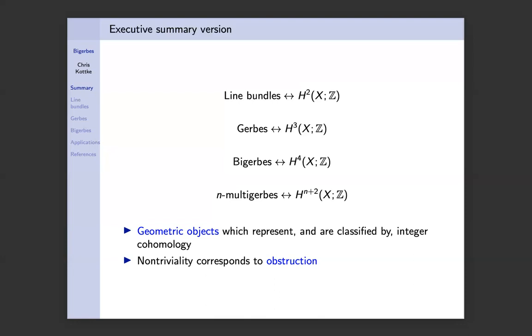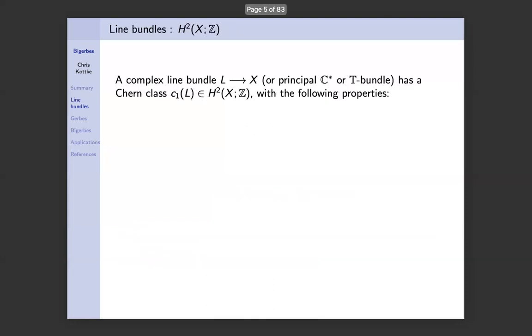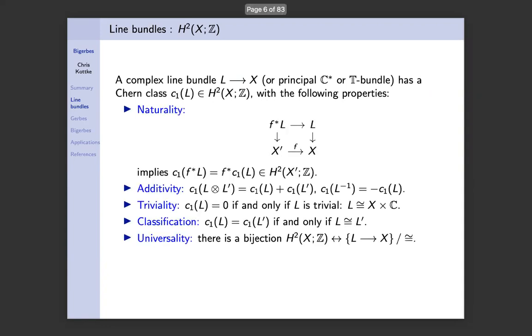Right, so just to start, let's review the situation for line bundles. So we have a complex line bundle over a space, and throughout we could switch between using complex line bundles and, of course, principal bundles with structure group C star or T. I'll use T consistently for the circle group. So we'll freely interchange between those two things. But if we have a complex line bundle, of course, it has a characteristic class, the first Chern class in degree 2 integer cohomology, and that has a bunch of properties.